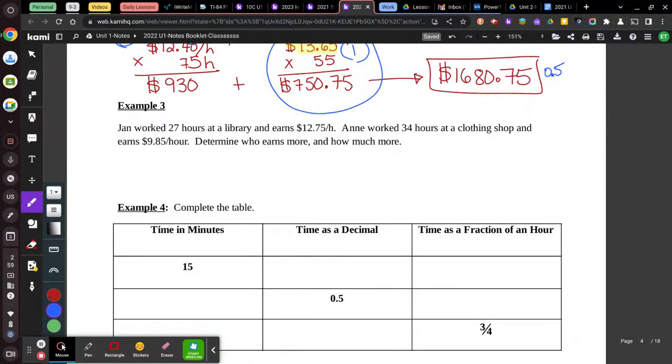Okay, example 3, we have Jan. She worked 27 hours at the library, and we want to compare to Anne. Who made more and how much? So we have Jan over here, and we have Anne over here.